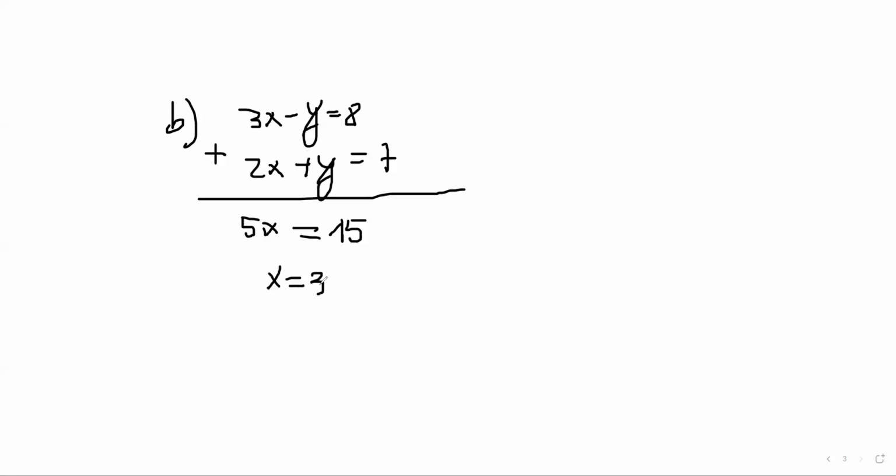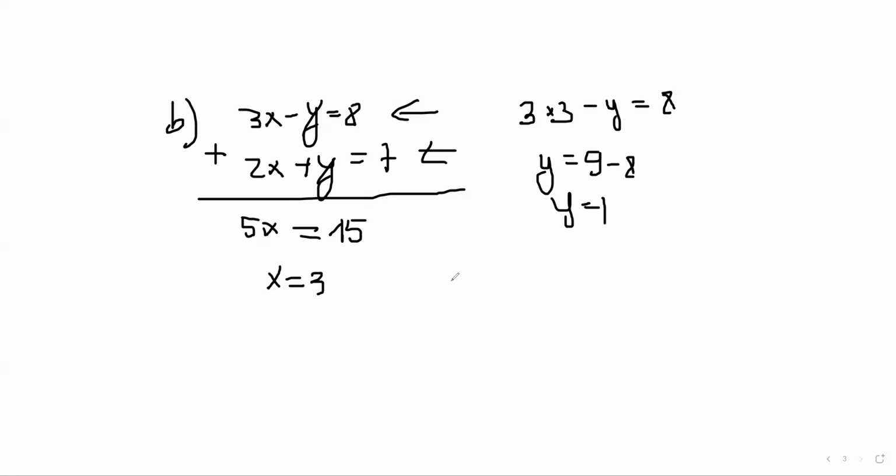Now that we have 3, we can use either the first or the second equation. Let's use the first one. 3 times 3 minus y equals 8. From here, y equals 9 minus 8, so y equals 1. We have the pair of solutions 3, 1. Do not forget, x comes first and y comes second.